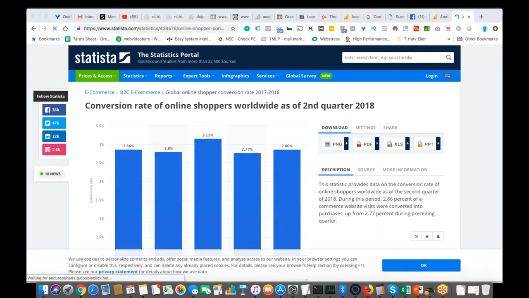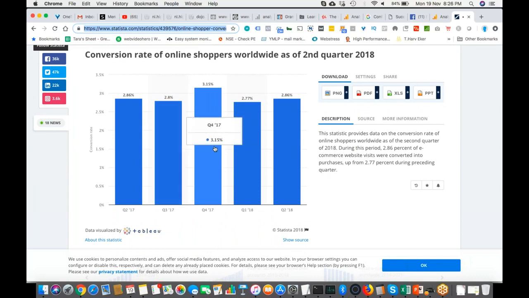Let's check the current conversion rate. This is the conversion rate of online shoppers worldwide as of second quarter 2018. You can see it is 3.15, and this is quarter 4 2017, and the last quarter, quarter 2 2018, it was 2.86%. So you can see that it is not reaching even 4%. It is said, research based, that the conversion rate varies between 0.5 to 4%. If your conversion rate without any extra effort is 2 to 2.5%, you are doing really well. You need to optimize it to increase it. But that's the general conversion rate. It varies, I'm repeating, between 0.5 to 4%. Now, this is general, right? In some industries, you may see a different range, but that will not be different drastically.